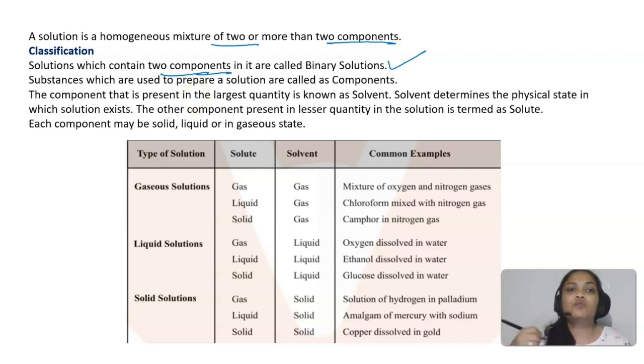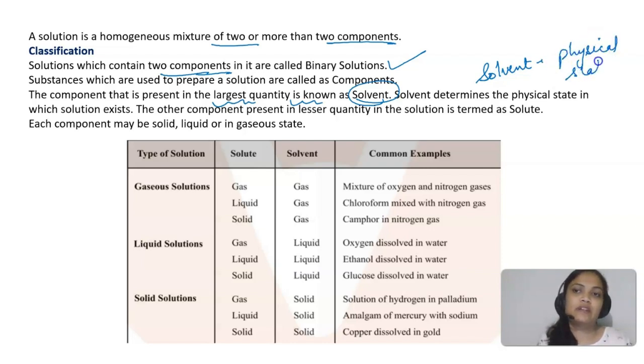Okay, so we all know the component that is present in the largest quantity is known as the solvent, and the solvent is the one which determines the physical state of the solution. Means, let's say if the solvent is in liquid state, it means the physical state of the solution would be liquid no matter what the solute is. Okay, and the other component, which is present in lesser quantity, is known as the solute. And each component can be solid, liquid or gas.